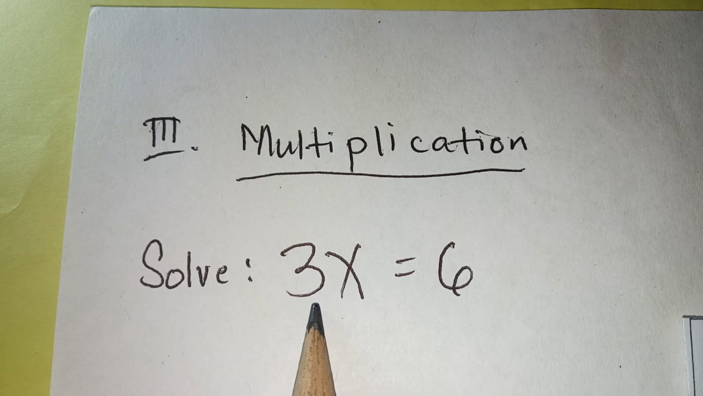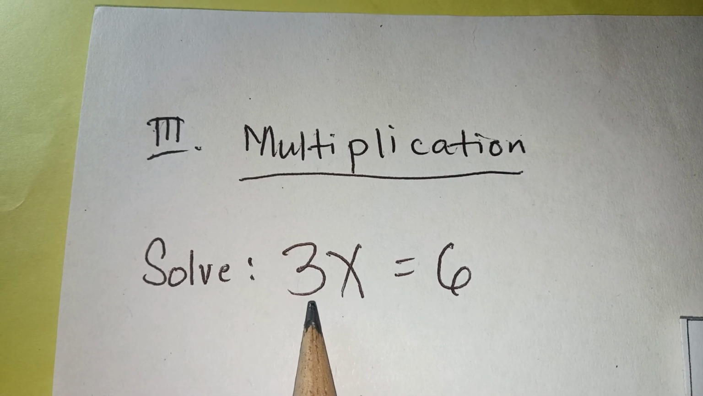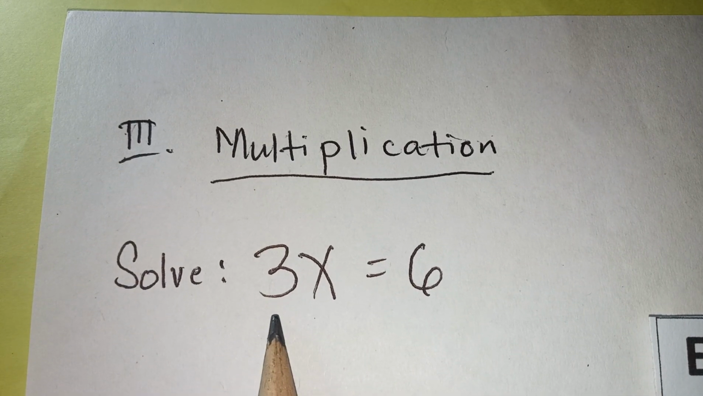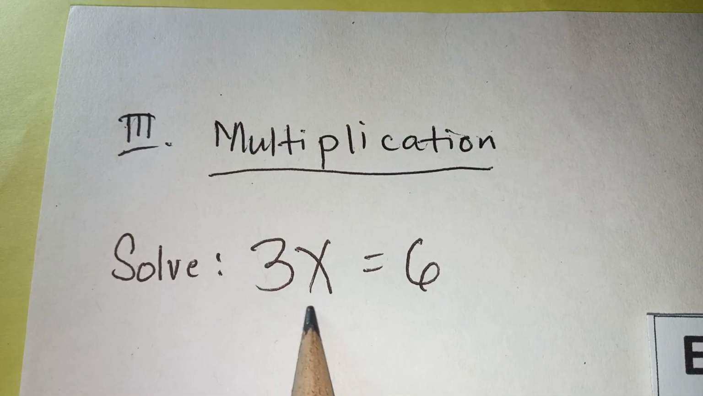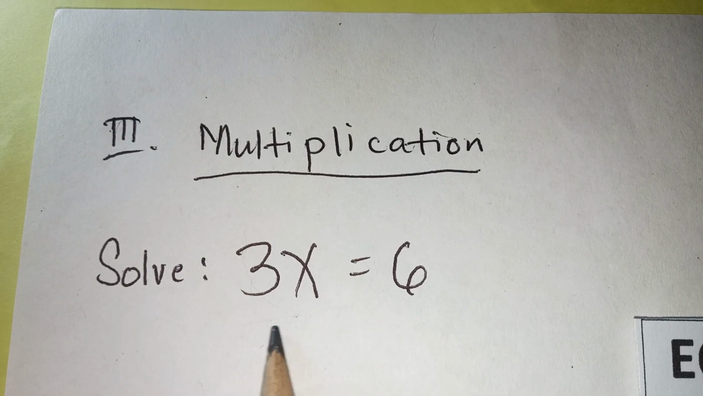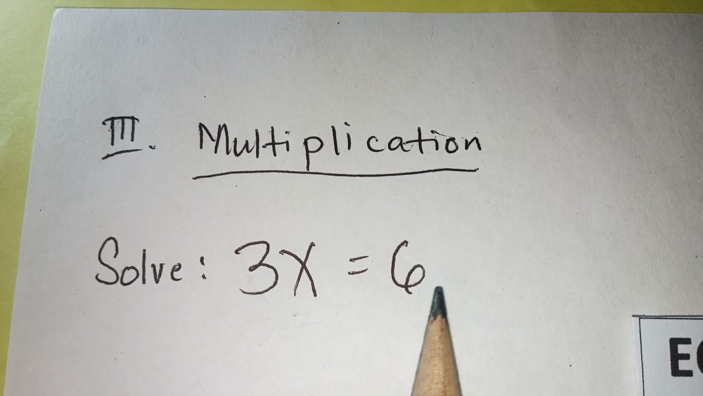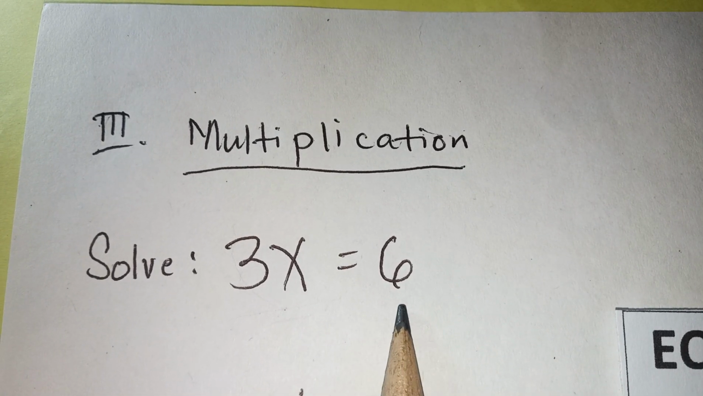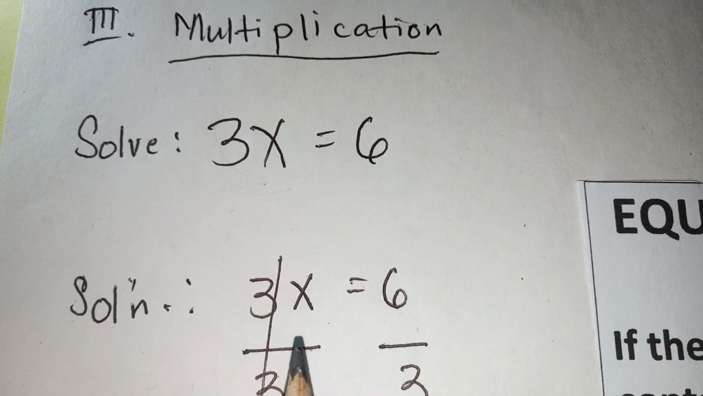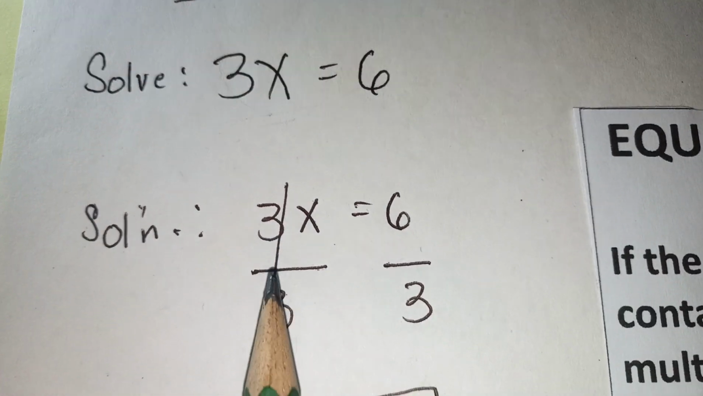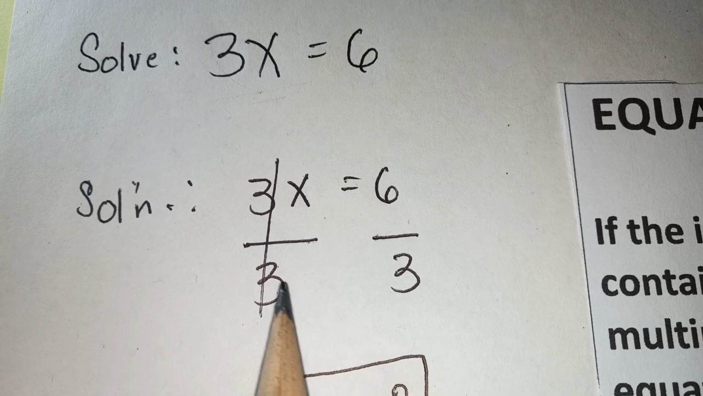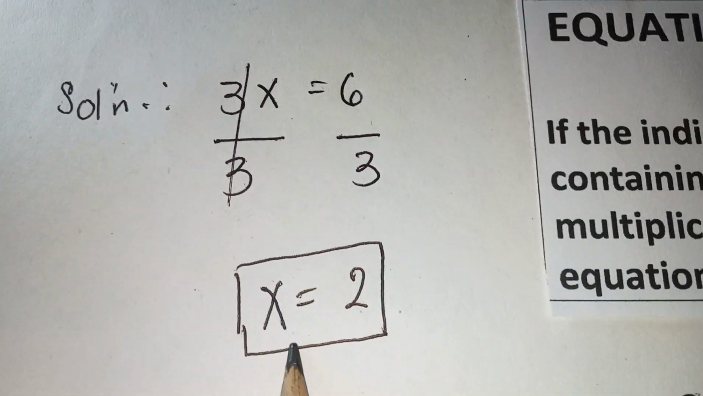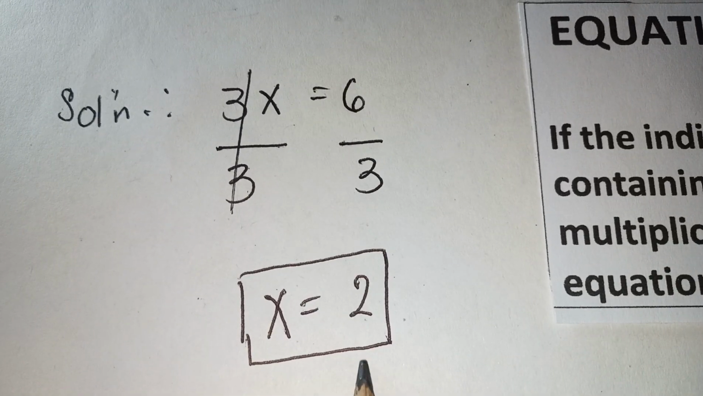Sabi niya, pag multiplication, ang inverse operation ay division. Anong kasama ng x dito? 3. So, para ma-eliminate natin yung 3, i-divide natin siya ng 3. Ganun din sa kabila. Kung ano yung divide natin dito sa left, yun din i-divide natin sa right. 3x equals 6, divide natin ng 3. So, matitira yung x. 6 divided by 3 is 2.